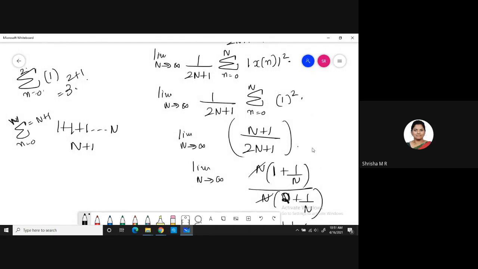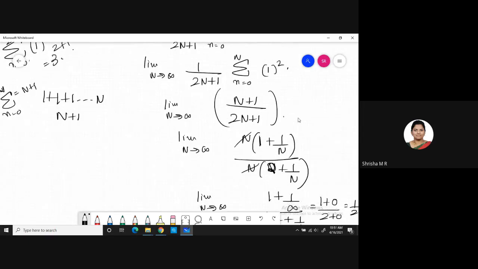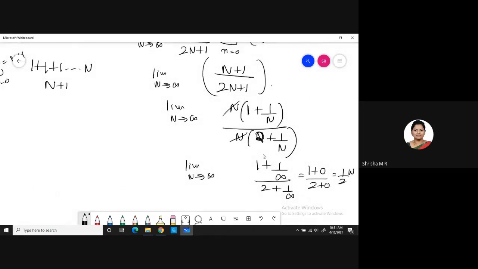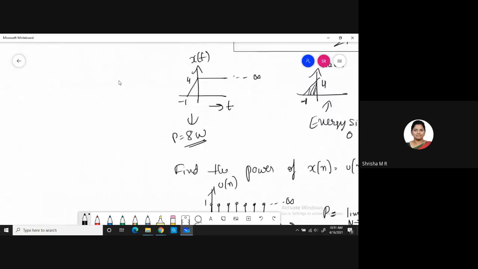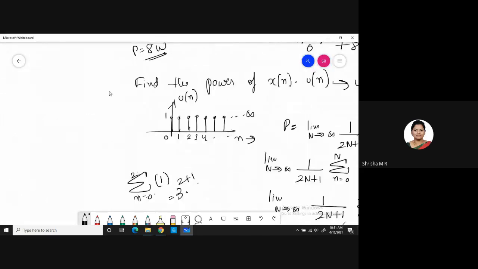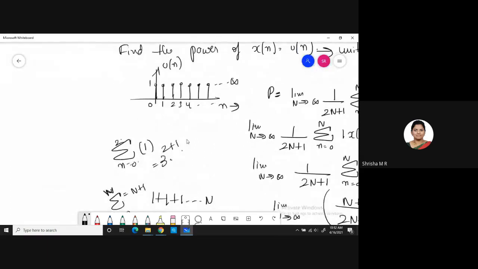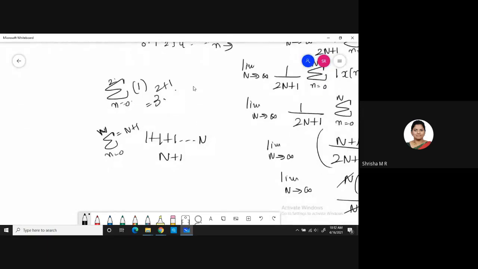So limit n tends to infinity (n plus 1) by (2n plus 1). If I take n common in both numerator and denominator, I can cancel it out. So I have 1 plus 1 by n over 2 plus 1 by n. If n tends to infinity, I can take the n value as infinity here, so that you will get half. The power of this discrete time unit step signal is half watt. And what about energy? Energy of this signal will be infinity. Clear?